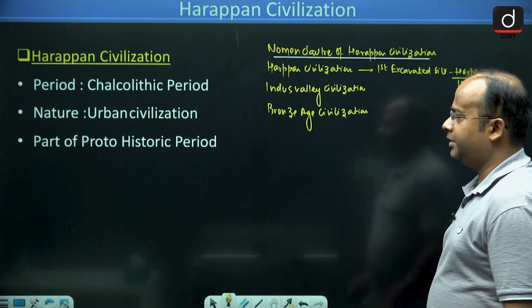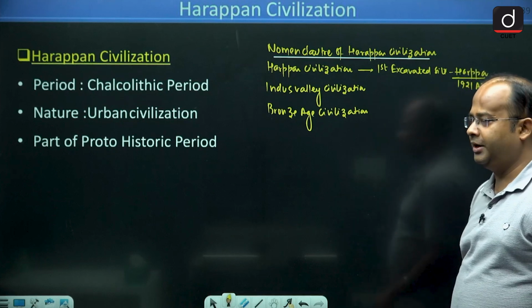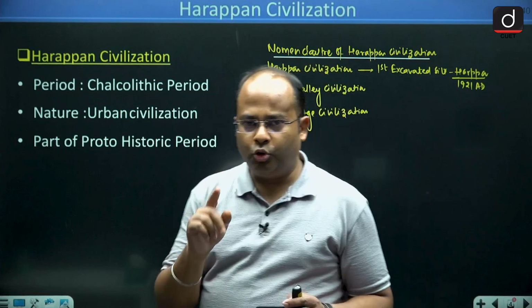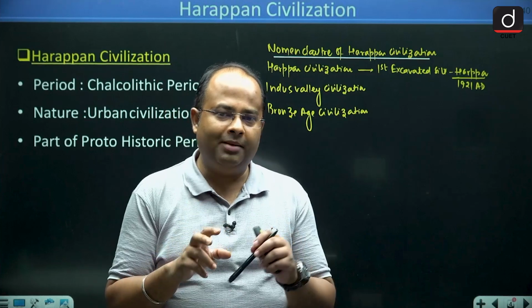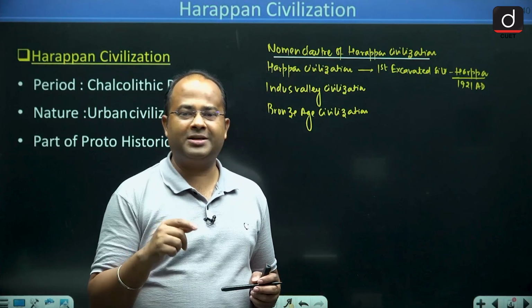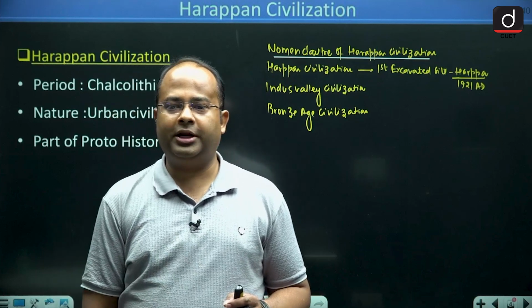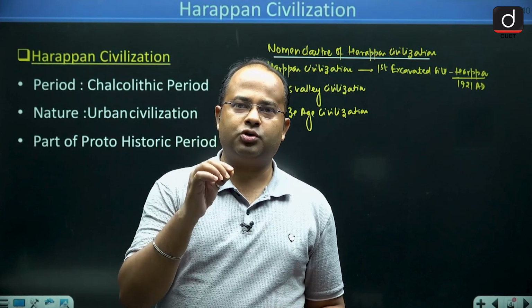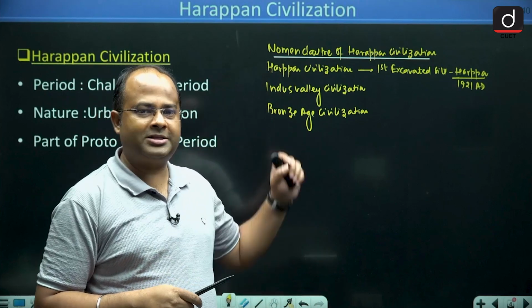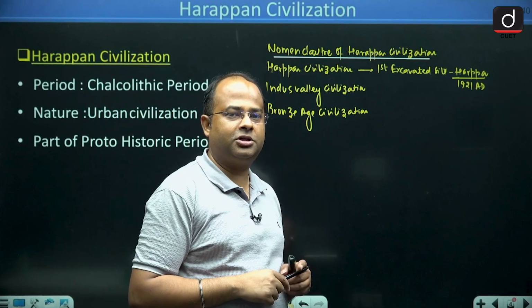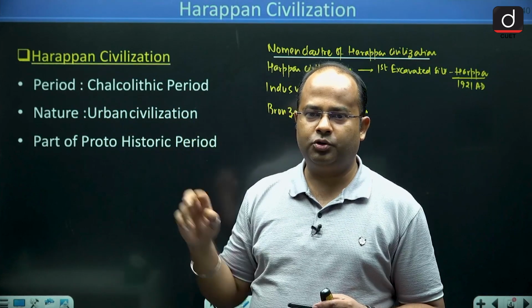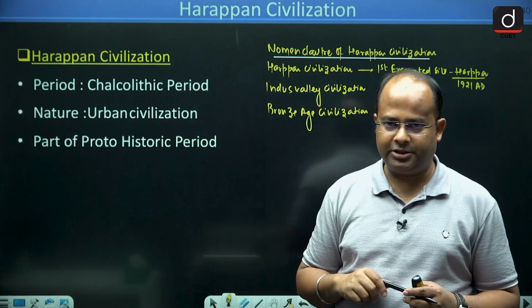There is a rule in archaeology that the name of the civilization is always kept on the name of the first excavated site. The first excavated site of this civilization was Harappa. Therefore, this civilization was known by the name of Harappan civilization.